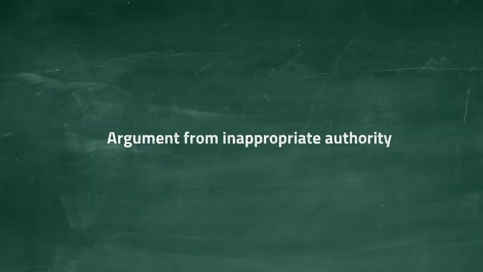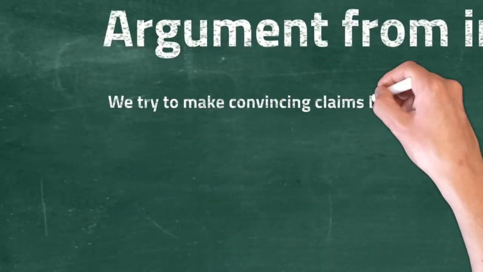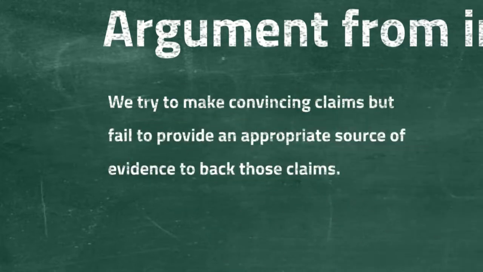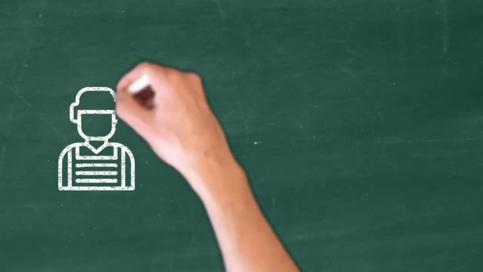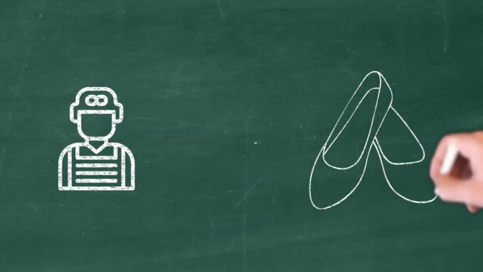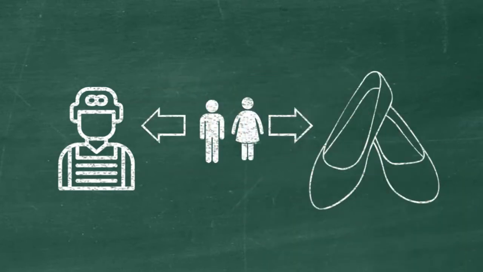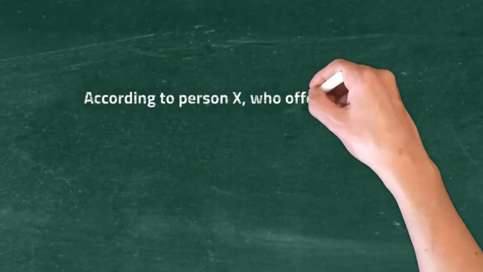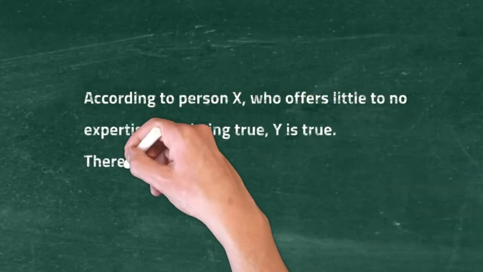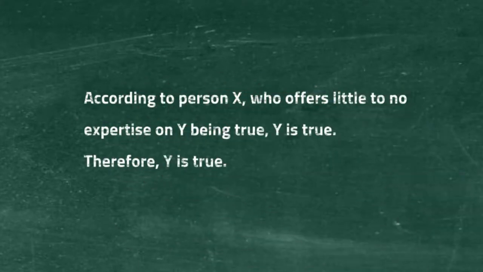Argument from inappropriate authority. We try to make convincing claims but fail to provide an appropriate source of evidence to back those claims. Here's an example of this fallacy. My grandma used to say that boys should play soldiers, and girls play with dolls. She's seen a lot in her long life, you know. She must be right. Arguments from inappropriate authority take this form. According to person X, who offers little to no expertise on why Y is true, Y is true, therefore, Y is true.